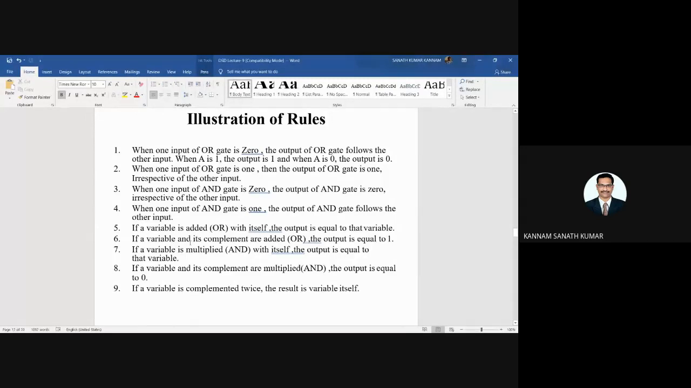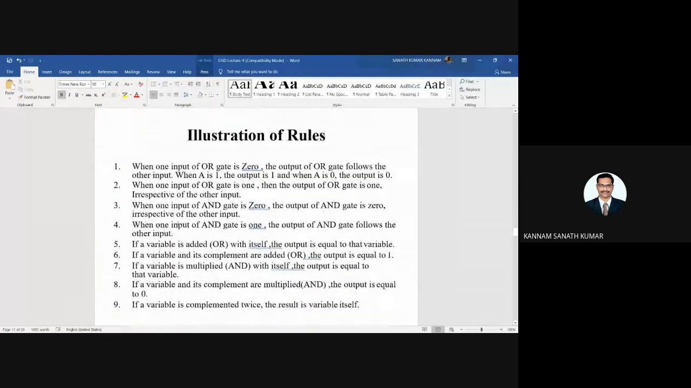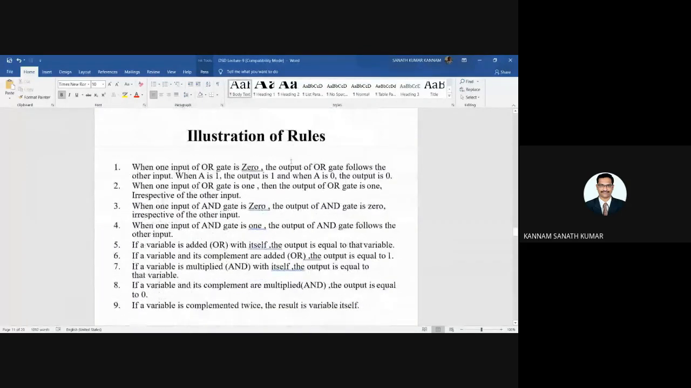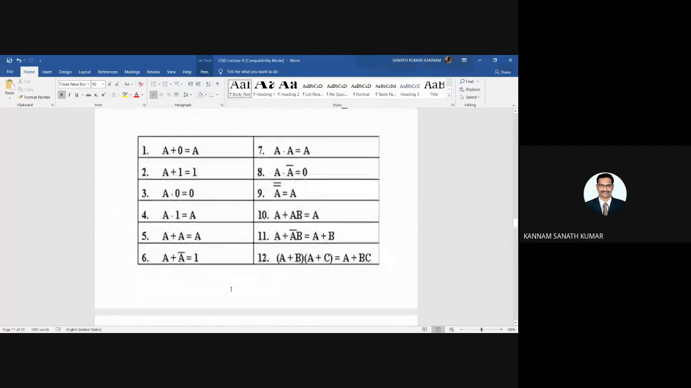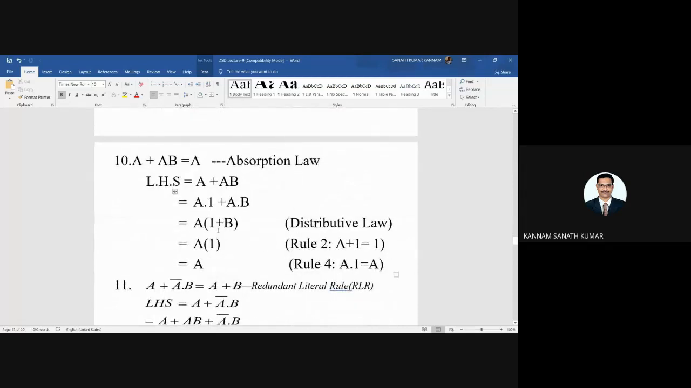Okay. If you make an OR operation of the variable and its complement, you will get 1. A plus A bar equal to what? 1. Okay. And next, when you multiply the variable and itself, you will get the variable itself. A into A equal to what? A. Okay. Whatever I explained in the table will be shown here. Okay. So a variable complemented twice, you will get the variable itself. A bar whole bar equal to what? A.